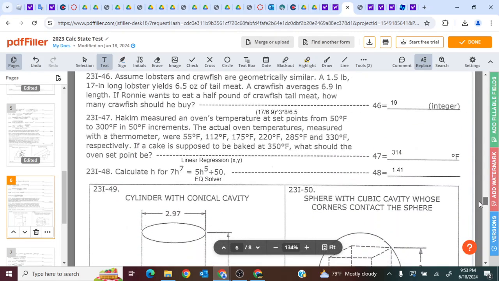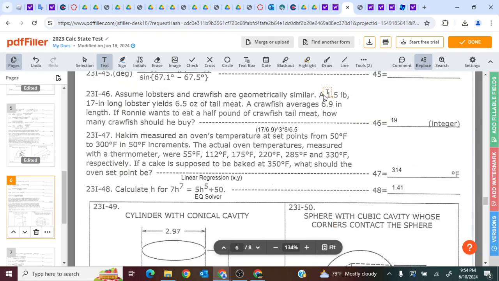Okay, assume lobster and crawfish are geometrically similar. A 1.5 pound, 17-inch long lobster yields that much tail meat. A crawfish averaged this length. If Ronnie wants to eat half a pound of crawfish tail meat, how much crawfish should he buy? Well, as it turns out, this 1.5 weight of the actual lobster is kind of irrelevant because you want to get a half pound of crawfish tail meat. You don't really care about the entire crawfish.